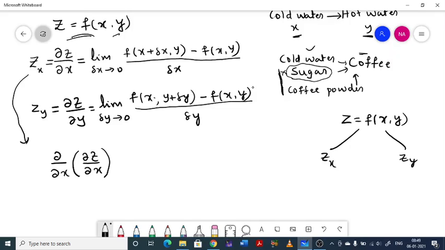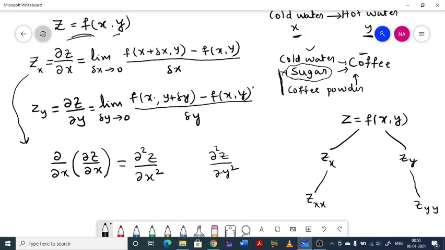Now if you consider dou z by dou x and differentiate that with respect to x partially again, you get dou square z by dou x square. That I can write as z double x. Similarly, if you consider dou z by dou y and differentiate that with respect to y partially, then you get dou square z by dou y square. That will be actually z double y.